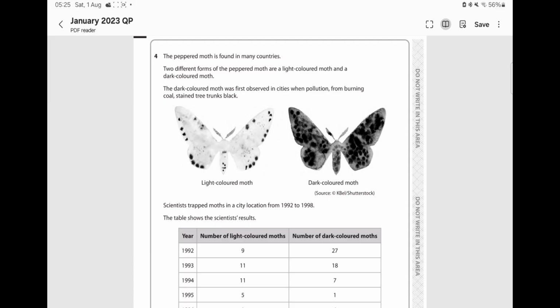The dark-colored moth was first observed in cities when pollution from burning coal stained tree trunks black. So they found these dark-colored moths in cities that had a lot of pollution, where a lot of coal was being burnt, and this coal stained the trunks of the trees black. And so this is where they observed these dark-colored moths.